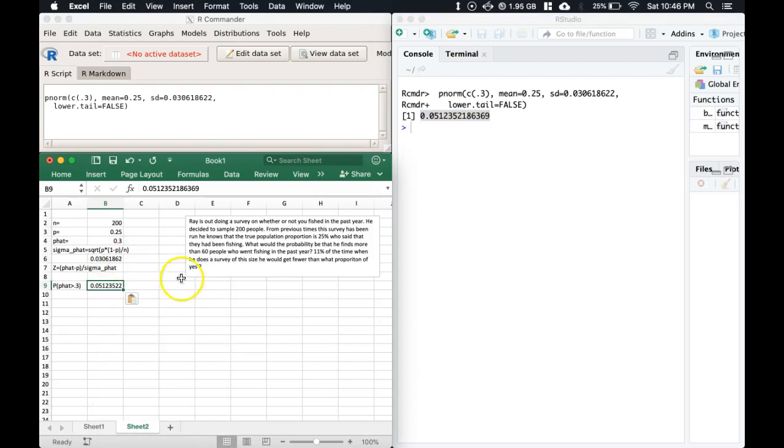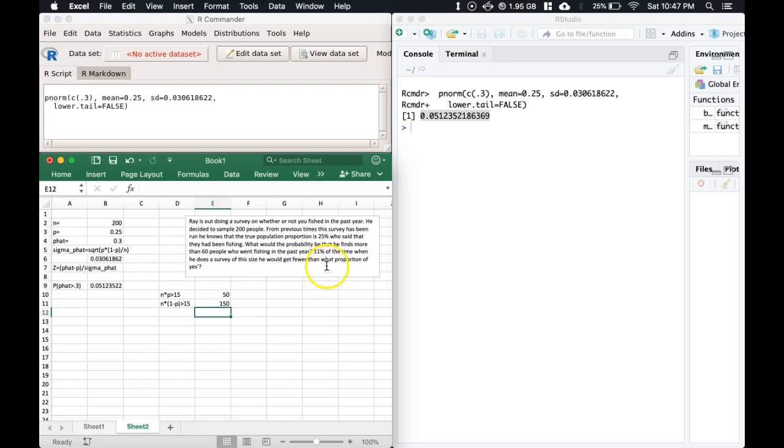But we forgot a step, sorry. We should check to see if we're even big enough, because remember, to use the central limit theorem with respect to proportions, we need to make sure that we have a big enough sample size. So we're going to do n times p. We want that greater than 15, and n times 1 minus p also needs to be greater than 15. So here we're going to say equals n times p, that's 50, and then equals n times 1 minus p, and that's 150. So we are definitely big enough. If we're not big enough, we can't use the central limit theorem and say that the distribution of the sample proportions is going to be normally distributed. But we're okay.